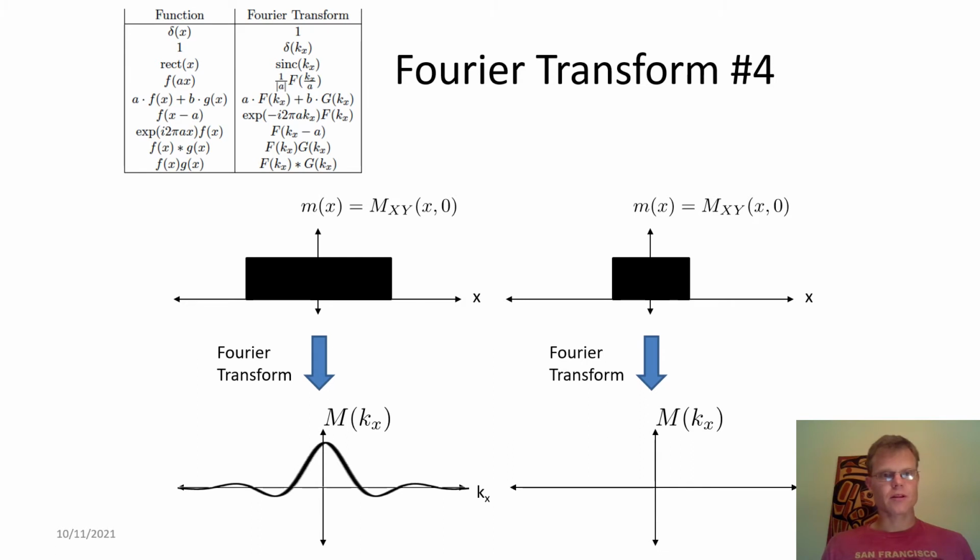So let's go through this example to illustrate one of these properties. Now, what I've just said is that the Fourier transform of, say, this rect drawn on the left is the sinc drawn at the bottom.